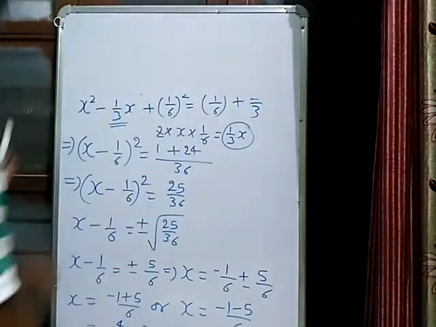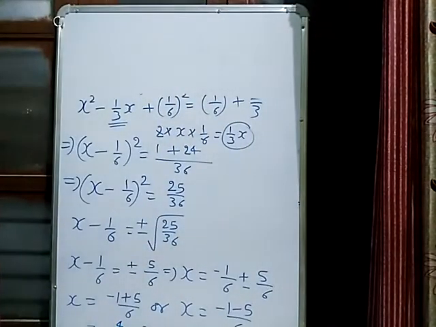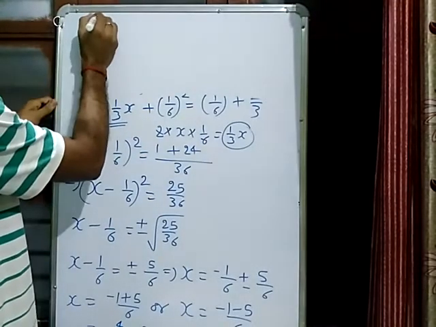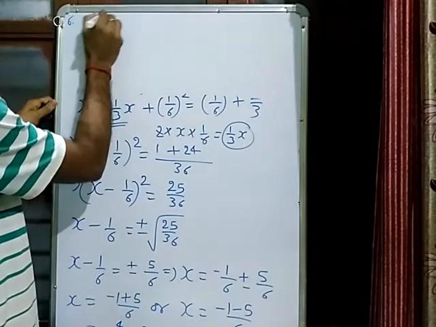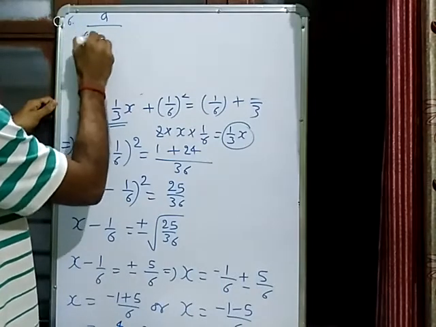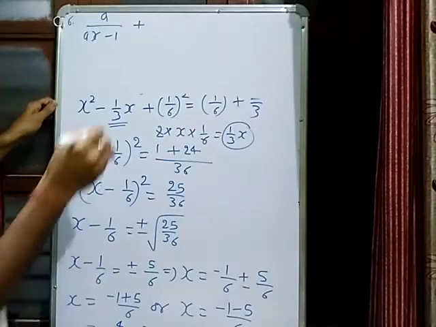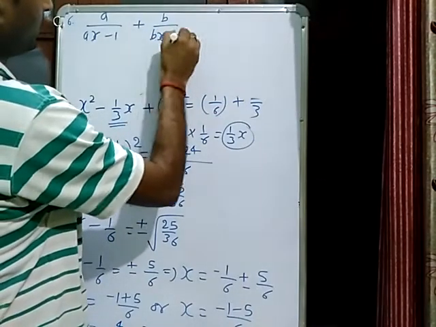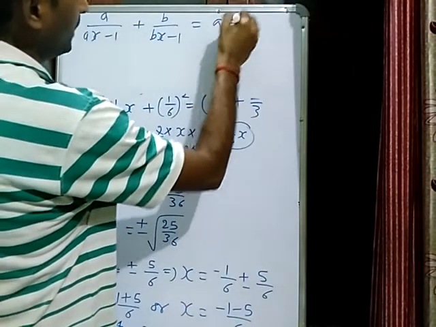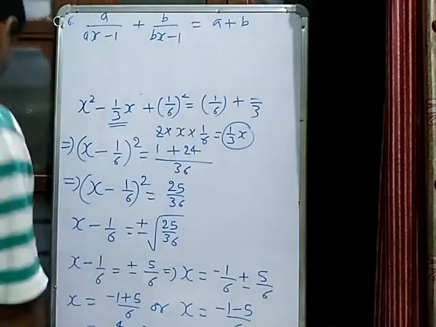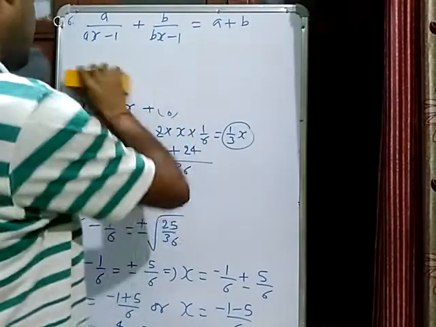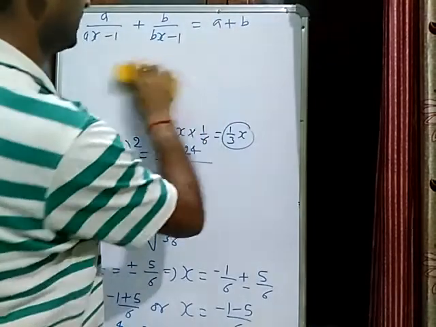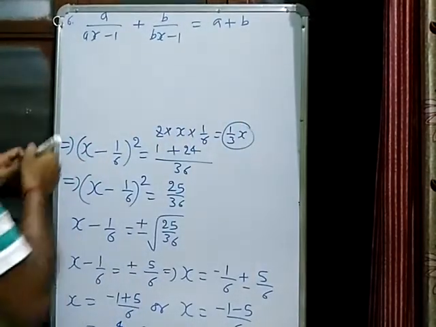What is the given question? Question number 6: solve a upon ax minus 1 plus b upon bx minus 1 is equal to a plus b. To solve this type of question, if you solve it directly by taking the LCM, it becomes complicated. Maybe you will face many problems solving it.